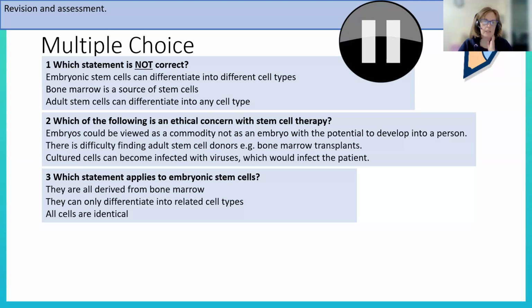Okay, so let's have a little look at some of these questions, and then we'll have a look at some of the ethics with this in a minute. Which statement is not correct out of the following? Which of the following is an ethical concern with stem cell therapy? And which statement applies to embryonic stem cells? You don't have to put your answers up if you're not too sure and you're not feeling confident, but just have a little look and scribble the answer down for yourself if not.